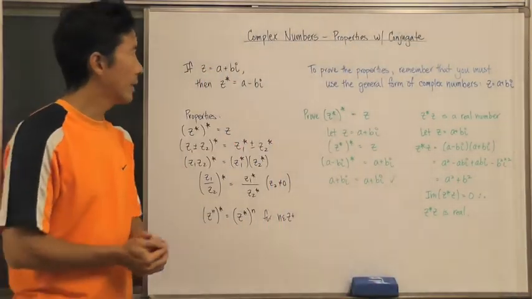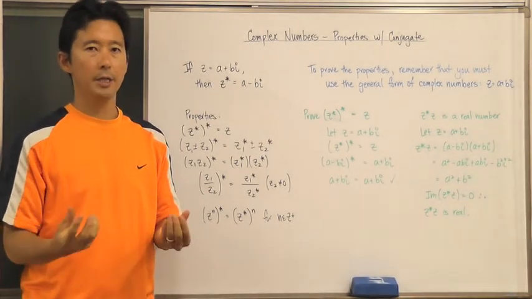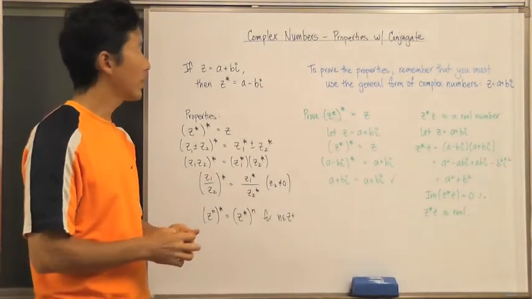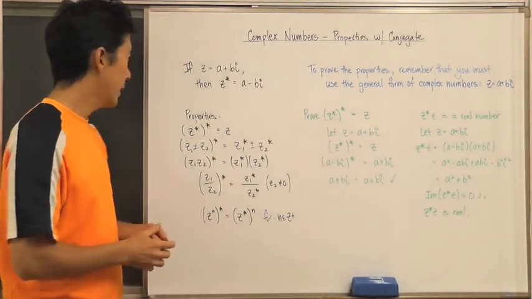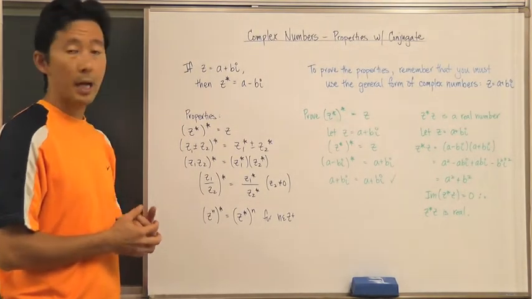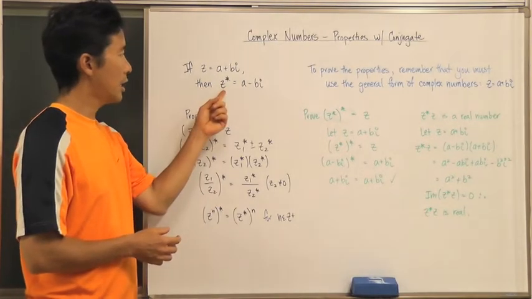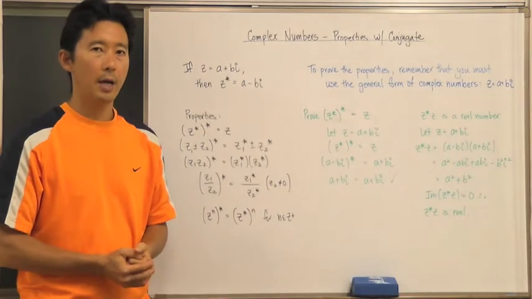Okay, hello everyone. Now that we've been working with complex numbers, we're going to take a look at certain properties regarding complex numbers and the conjugate of a complex number. Let's start by defining that if z is equal to a plus bi, then this notation here represents the conjugate of z, which is a minus bi.